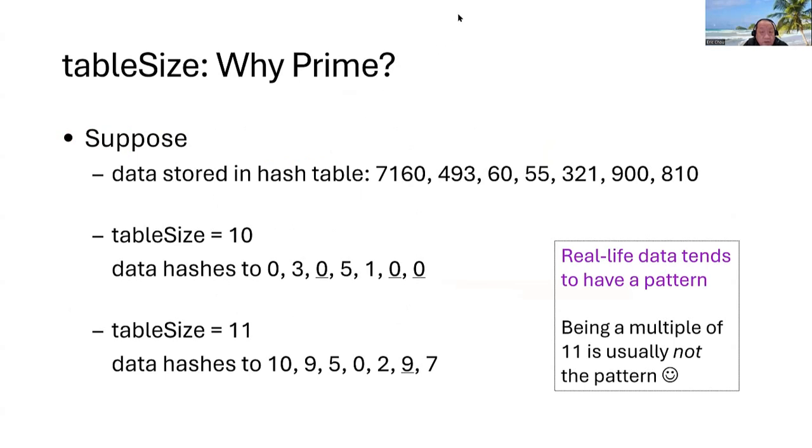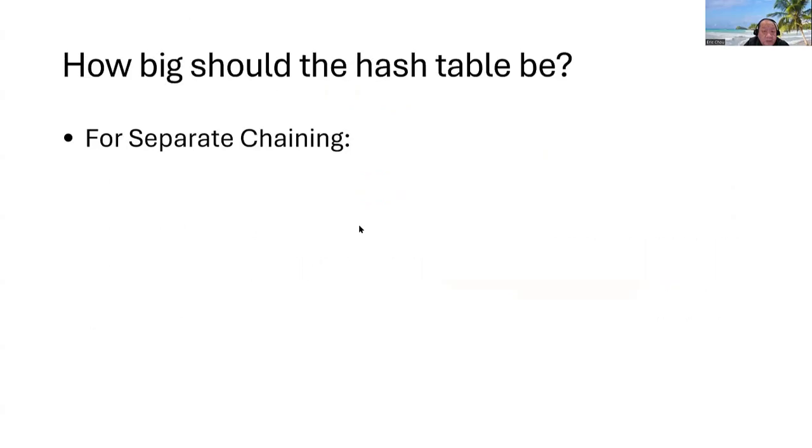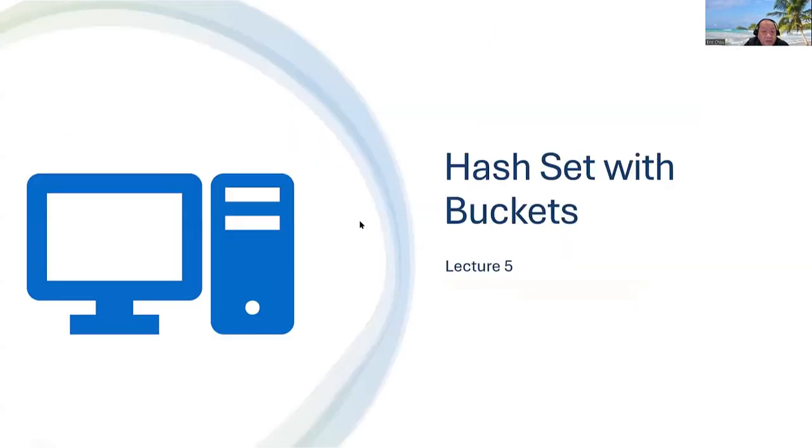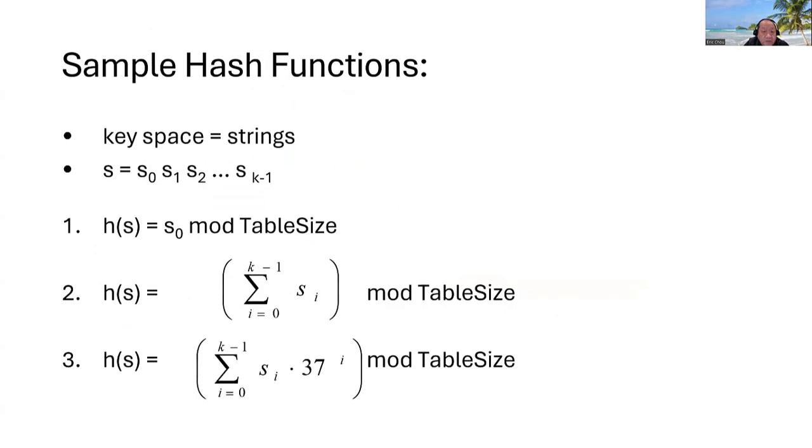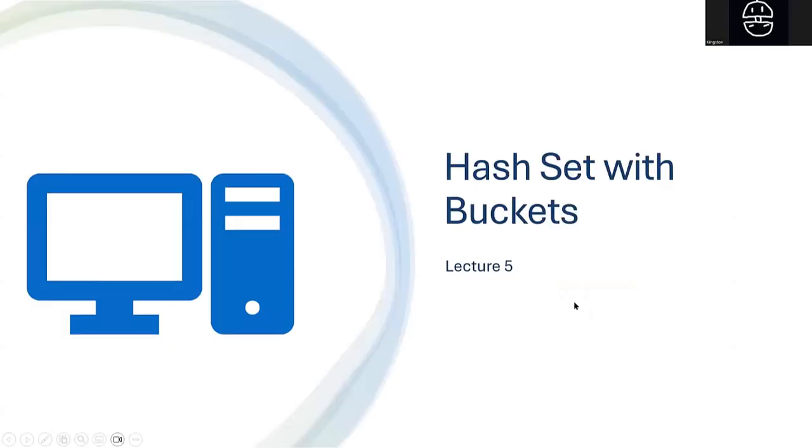Usually the table size tends to be a prime number, because your hash function usually uses mod table size. So this one usually is a prime number, for example 2 to the power n minus 1, those kinds of numbers.